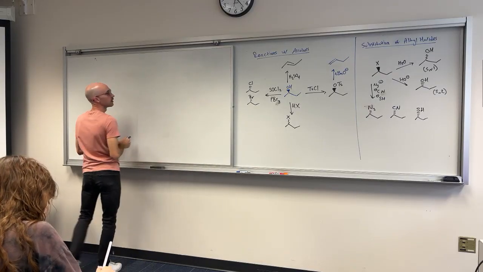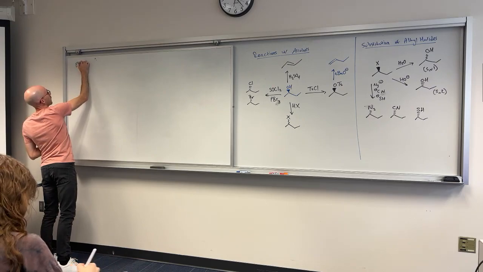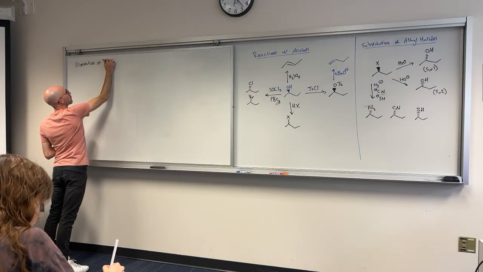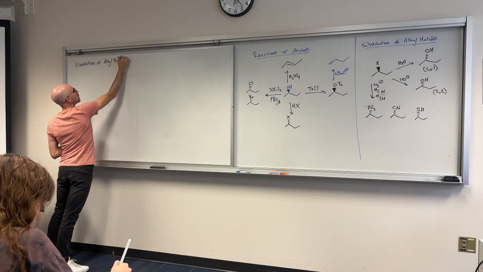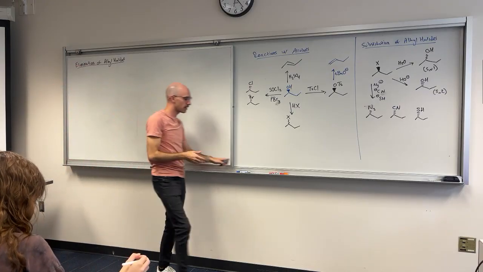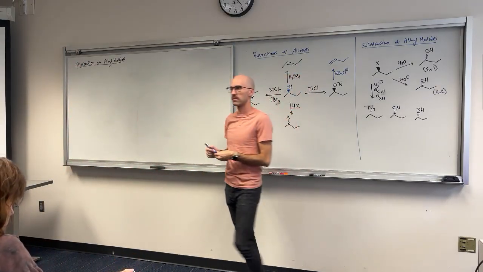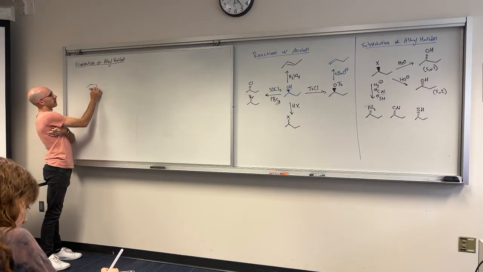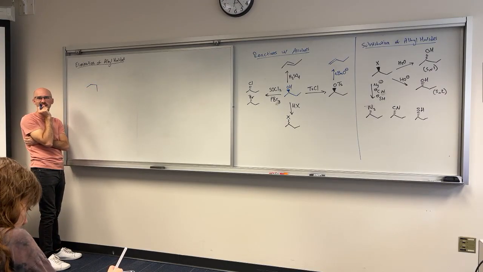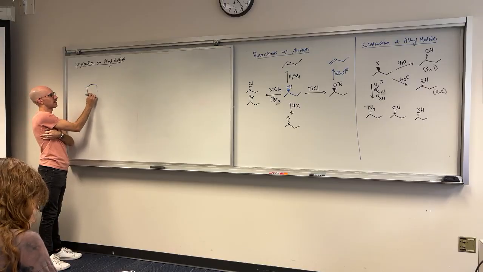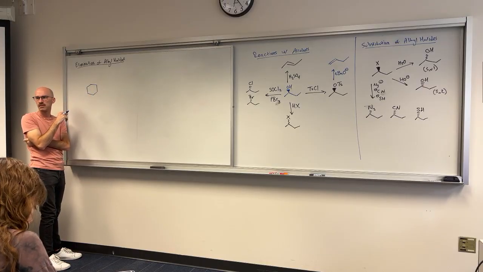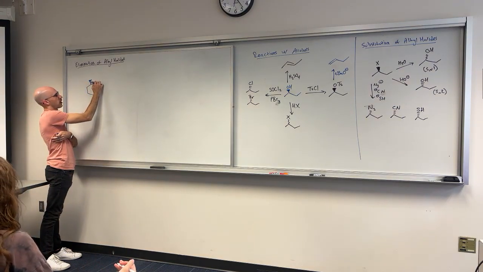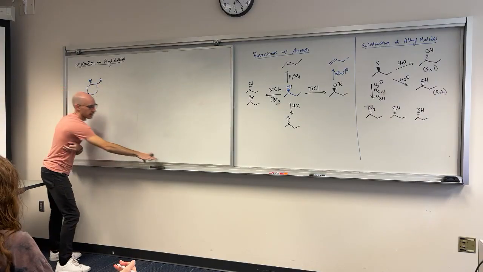Then we have elimination of alkyl halides. And again, this feels like such a simplification of the things that can happen. I'm going to take one of the compounds that's on that practice sheet I gave you, and I'm going to show how there's 3 different ways you can run elimination with an alkyl halide. I'll just put X here though.